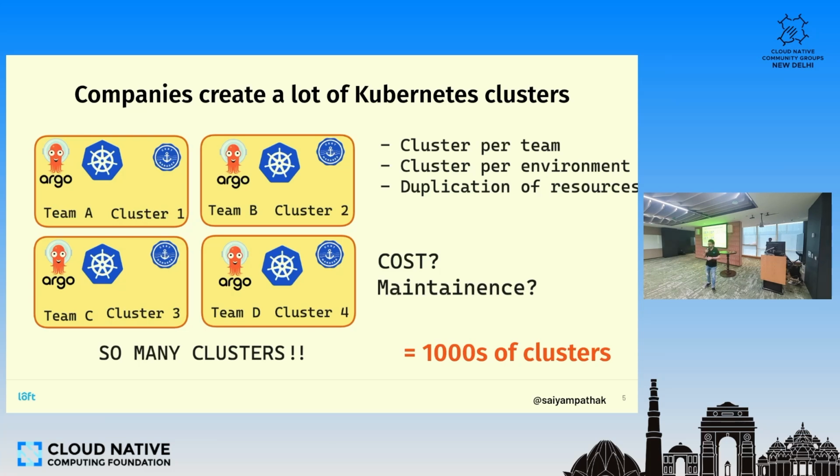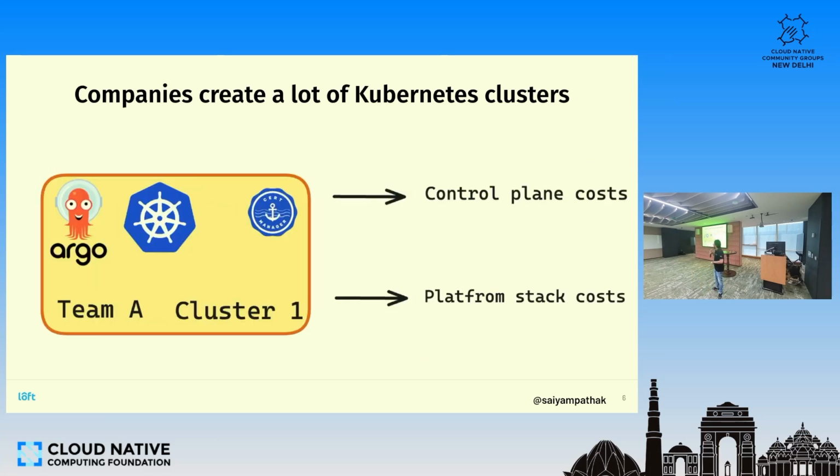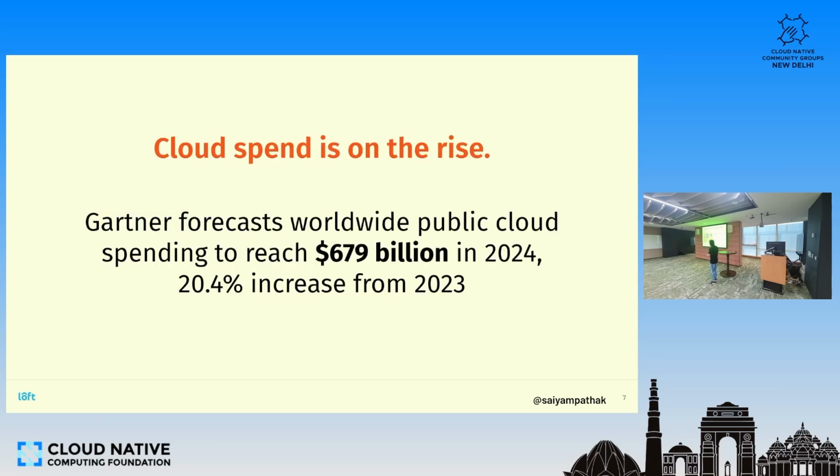So this is just one enterprise creating 1,000 clusters, installing 1,000 instances of Argo CD, installing 1,000 instances of Cert Manager, because cross cluster they won't be able to use that, and there are very tricky ways to use that. But overall they won't be able to do it, and there are control plane costs, and every cluster has to be maintained separately. So these are some of the challenges, and these are the control plane costs and the platform costs. So companies are doing this.